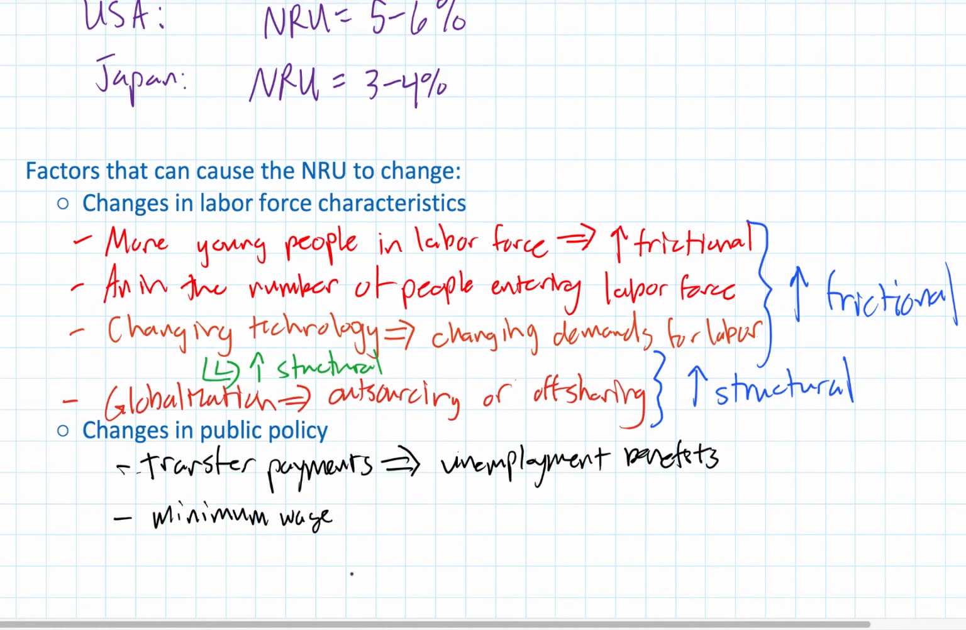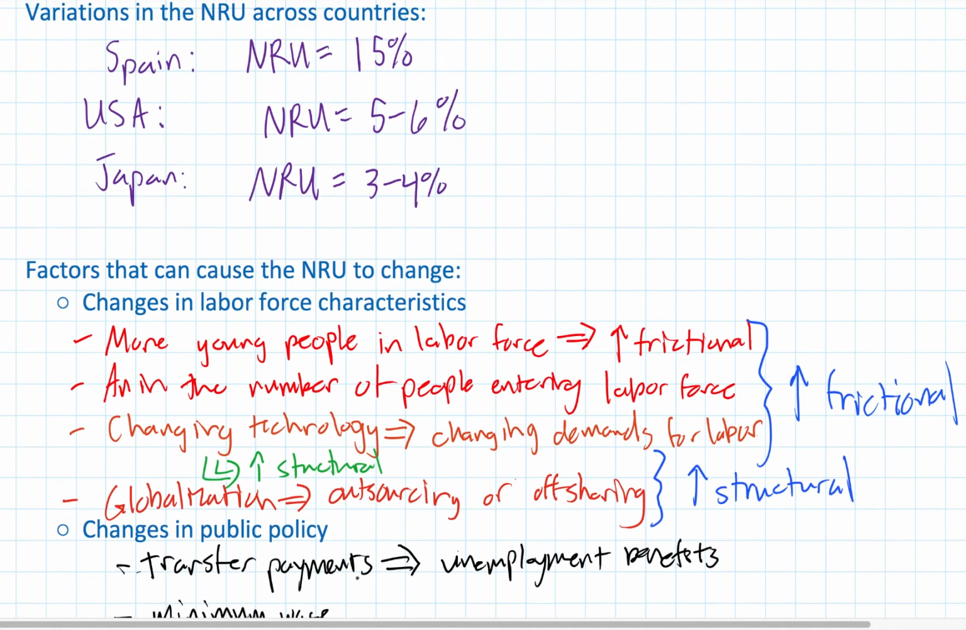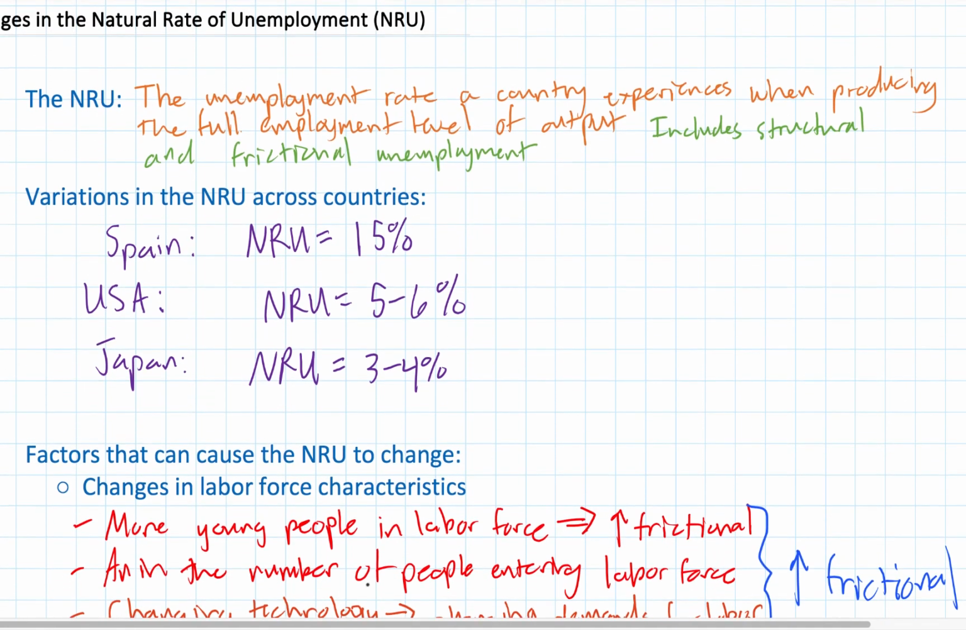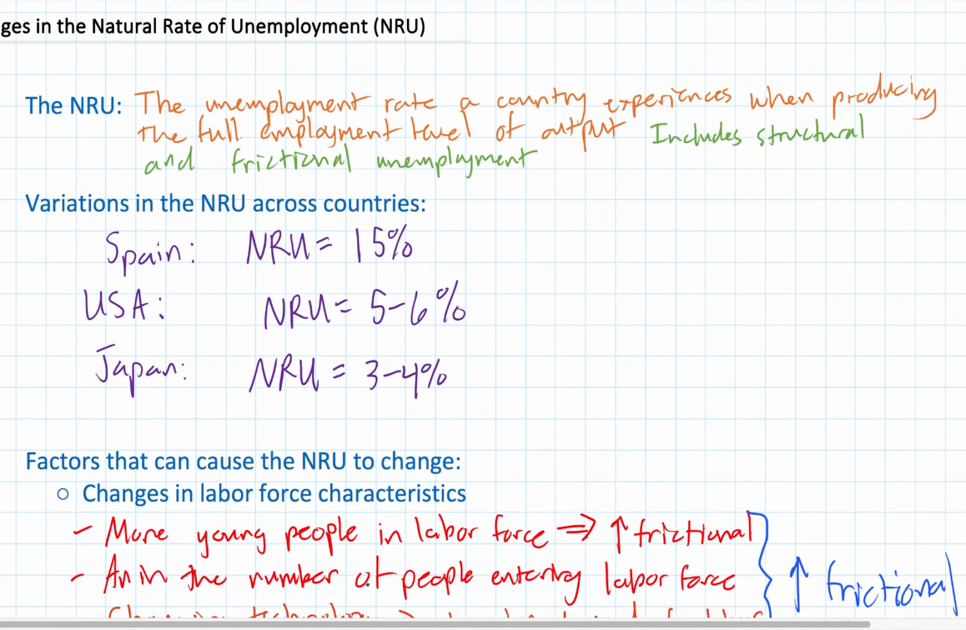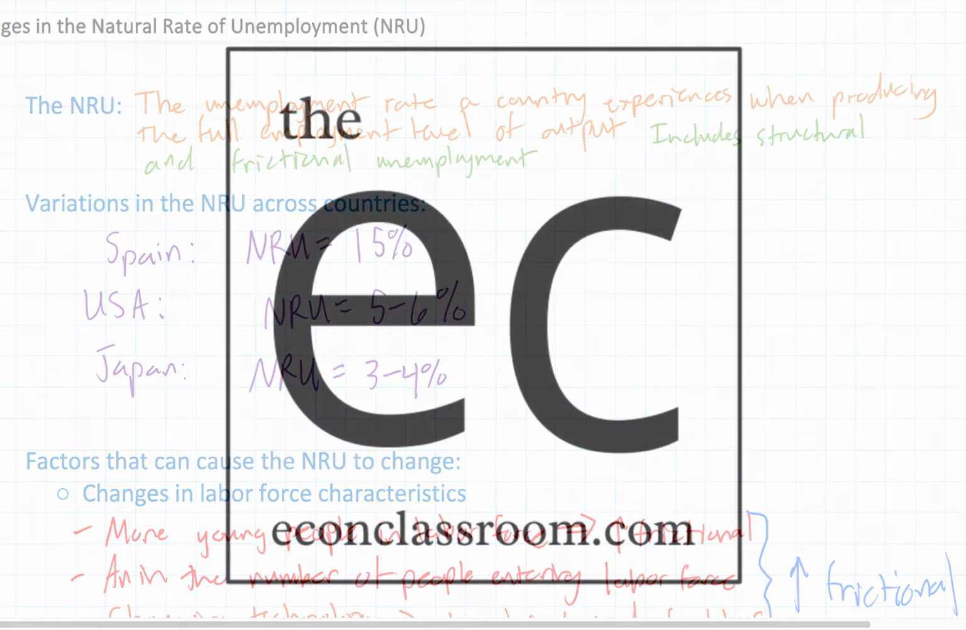In this video, we introduced the factors that could affect the level of the natural rate of unemployment in a country. We redefined NRU. We looked at how the NRUs are vastly different across different countries based on labor force characteristics and the amount of government intervention in labor markets.